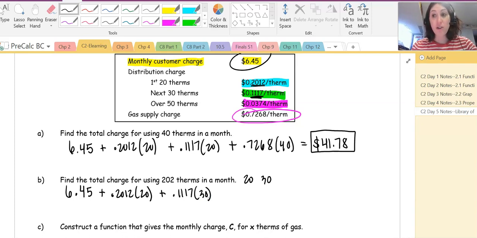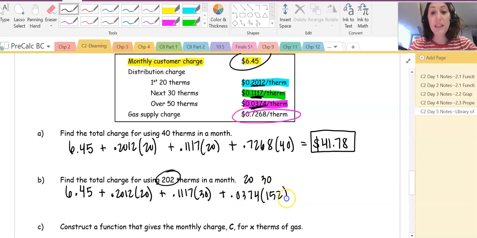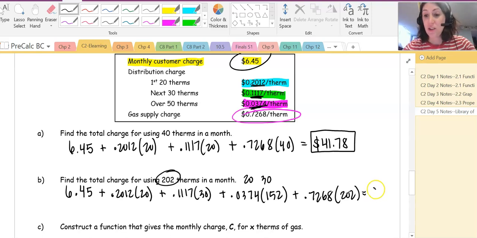How many more do I still have to pay for if I'm trying to get 202? Well, I've paid for 50, I need to pay for 202, so I have 152 therms remaining, right? All of those 152 therms are getting paid at this last new rate. And when you type this in, please be really careful with the placement of your decimals. Finally you have that gas supply charge, and that is going on all 202 therms. Again, I'm going to tell you how much this is just to save the time of typing this into my calculator, and that is $166.32.